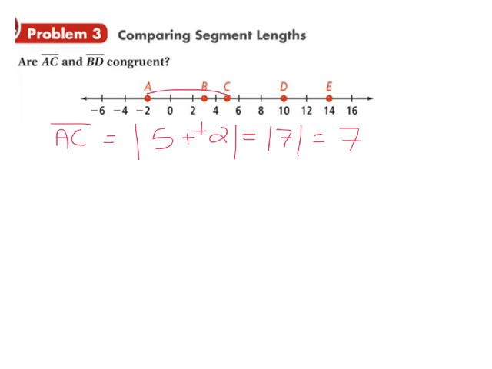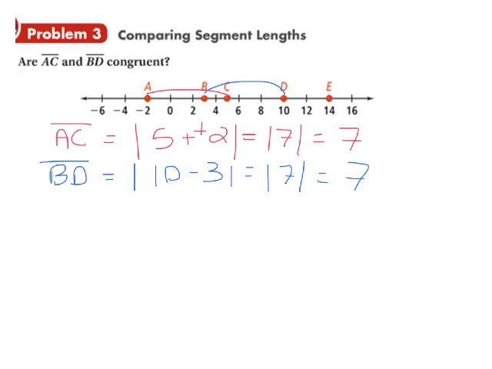Okay, so now let's do the next one, and we need to do BD. So for BD, we're going to find that measurement. D is at 10 minus B, which is at 3. 10 minus 3 is 7. Therefore, we can say that these two segments are congruent.